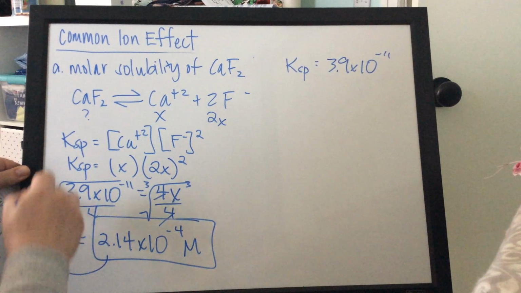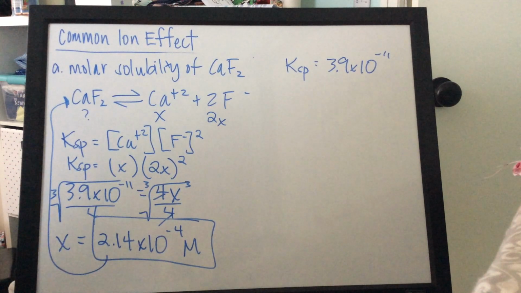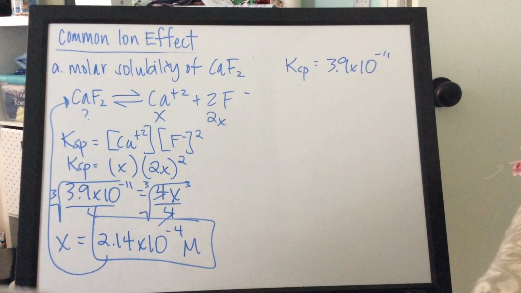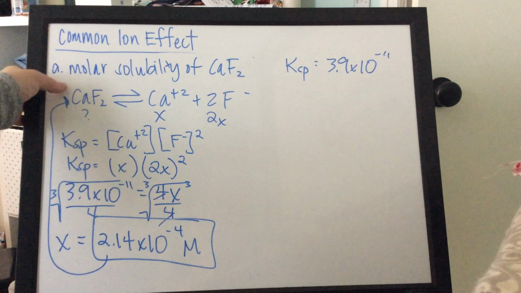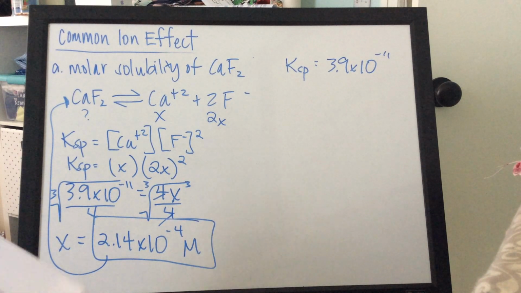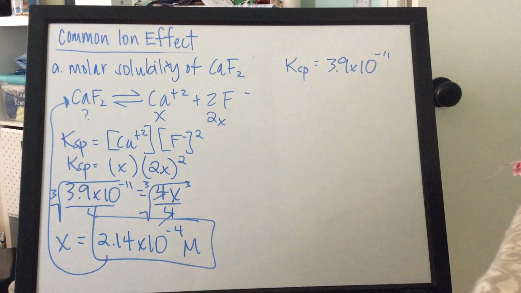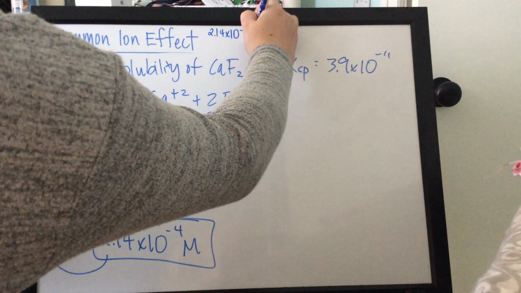Remember that was the X value, which is a 1-to-1 relationship. So that means 2.14 times 10 to the negative 4th moles of this per liter of solution. That's not a whole lot, but we already expect these numbers to be small because they're slightly soluble salts, keep in mind. So now we're going to calculate the molar solubility in the presence of a common ion, and I'm going to write that number up here so we can compare.